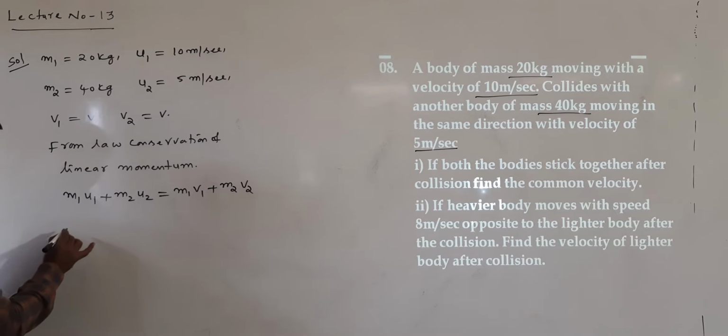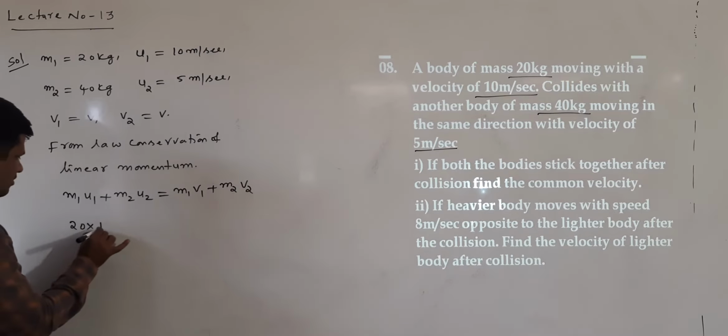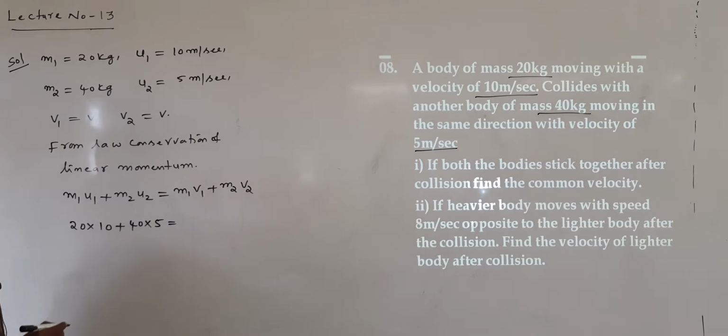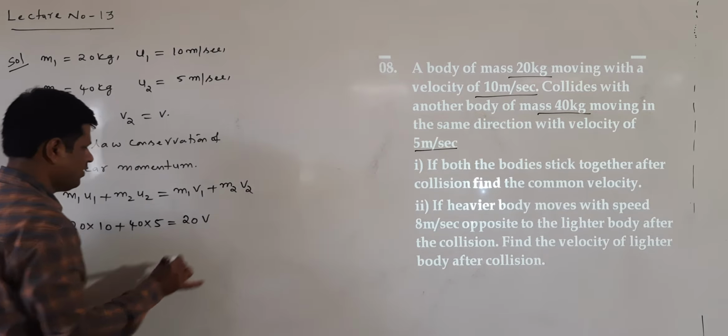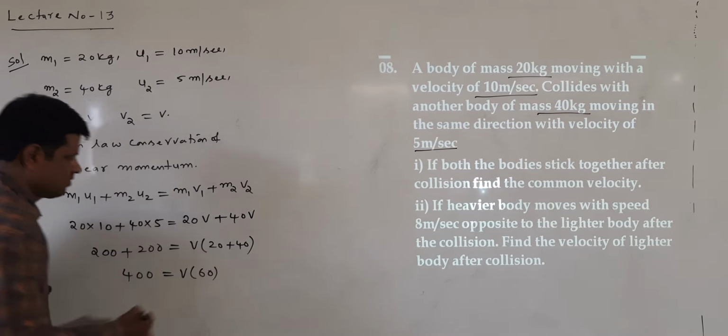m1 u1 means m1 is equal to 20, u1 equal to 10, next m2 equal to 40, u2 equal to 5, is equal to m1 equal to 20, v1 equal to v, m2 equal to 40 into v. This is 200 plus 5 4s are 20, so 200, is equal to v taking common 20 plus 40. Now 200 plus 200 is equal to 400, is equal to v into 60. Clear up to this one?